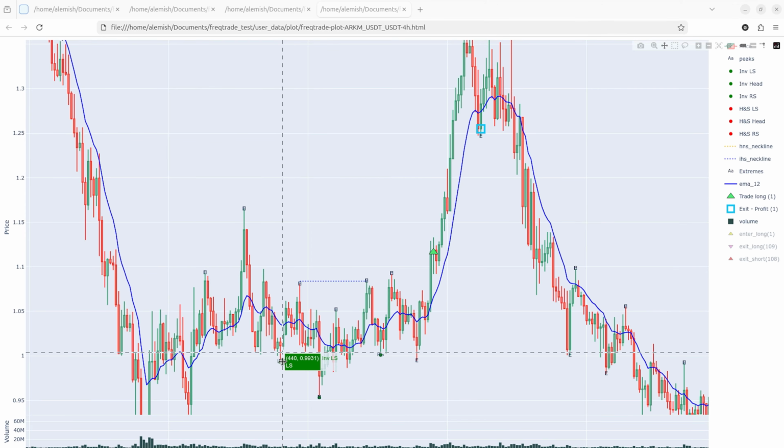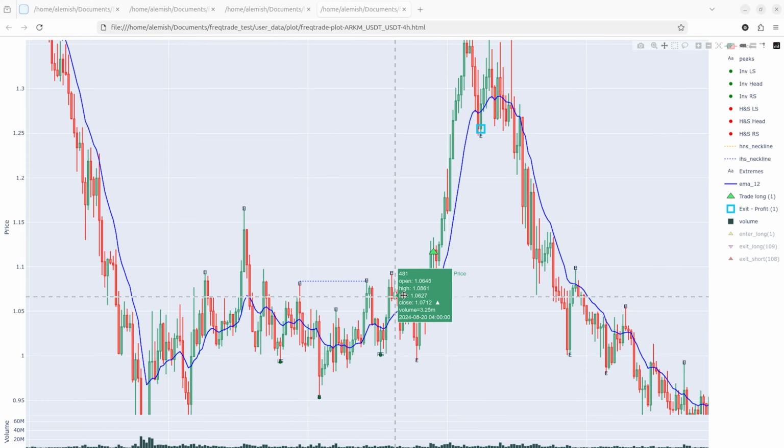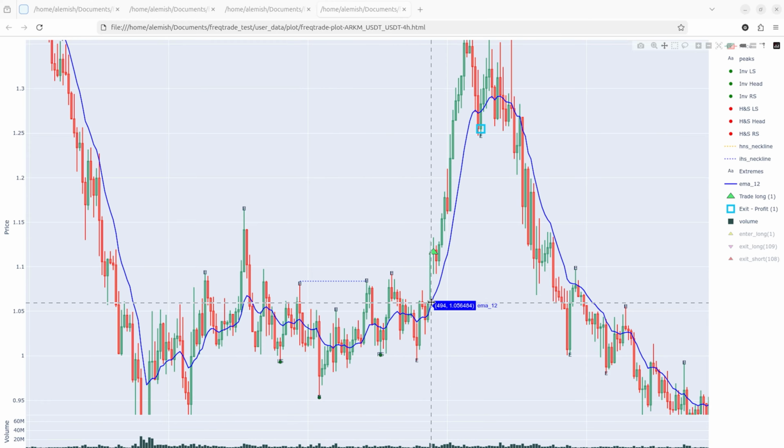So once again, left shoulder, head, and right shoulder, and our neckline level. Once again, to the right, you can see that our price breaks our neckline level and we enter a long trade, and price actually goes up and we secure our profits.